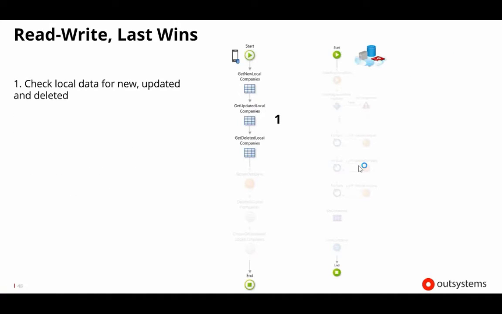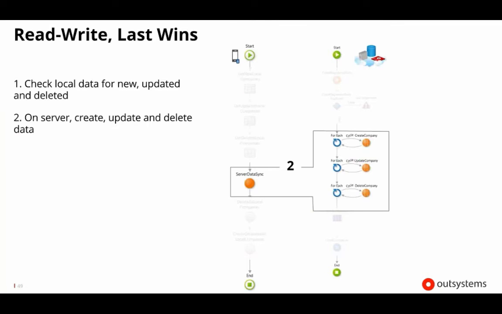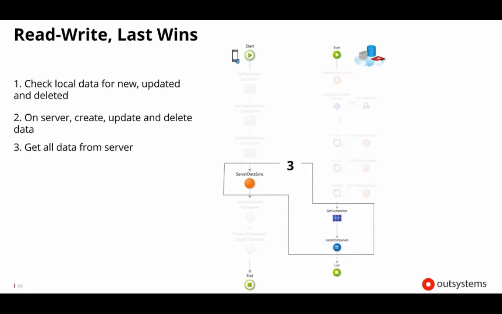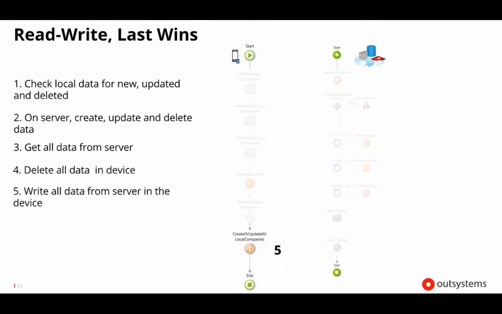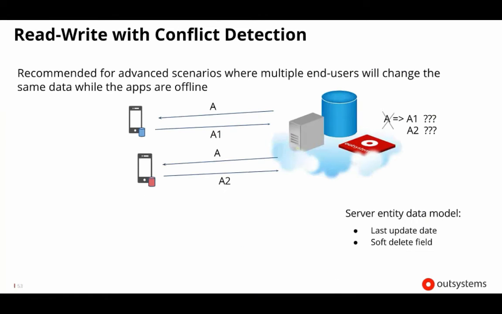As you can see, the flows are starting to get a little more complicated, but they're not that complicated, so I think this will be pretty easy to follow. Okay, the next pattern is read-write with conflict detection. This is a little more complex. It is recommended for some advanced scenarios where multiple end users will change the same data while the apps are offline.